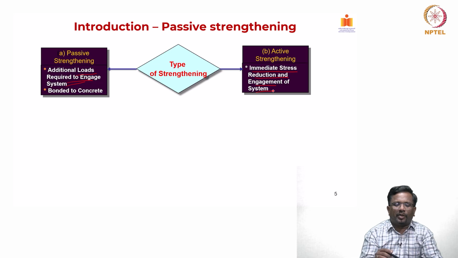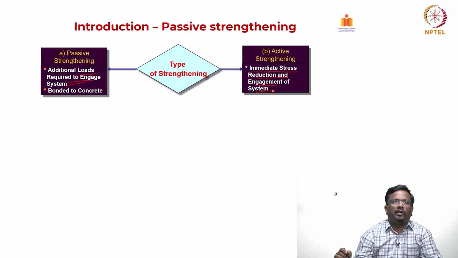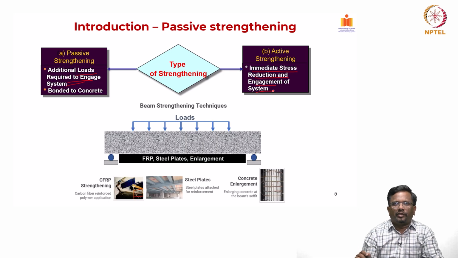Such systems are called passive systems, but active strengthening can help in immediate stress reduction, and the system will engage with the original structural system right after its installation, right. For example, these are passive techniques. It could be fiber reinforced polymer bonding that we do either for flexure or shear, or a steel plate or a steel element bonding like this. All of these help in strengthening and stiffening the system, but while the dead loads are in place, the member has to see more than the dead load before these systems can be engaged.